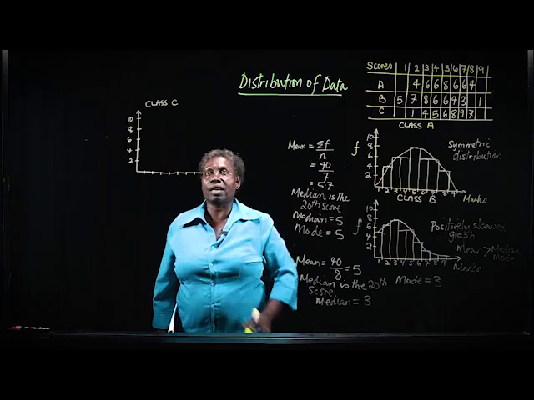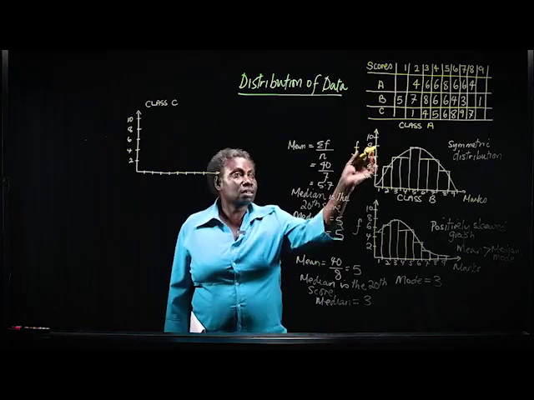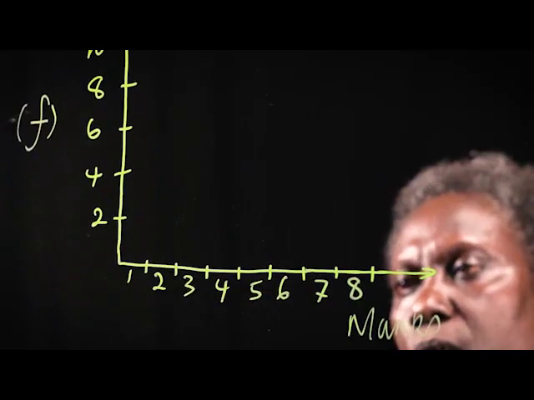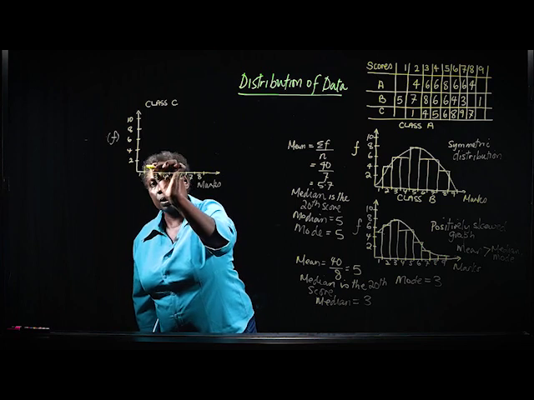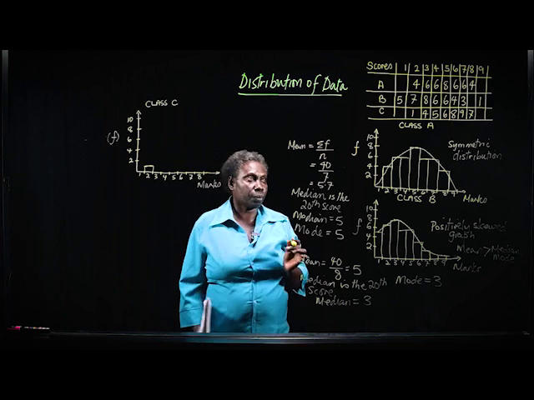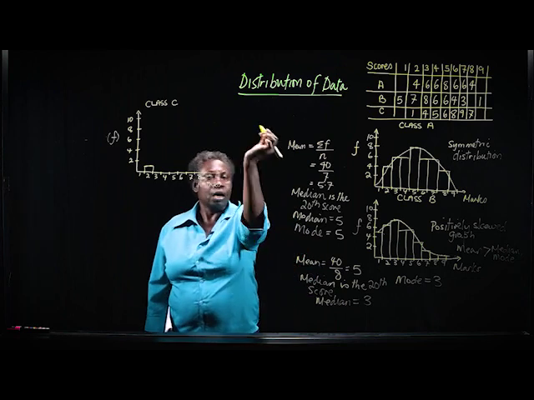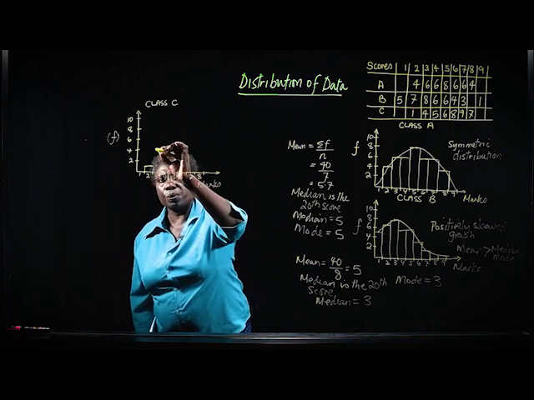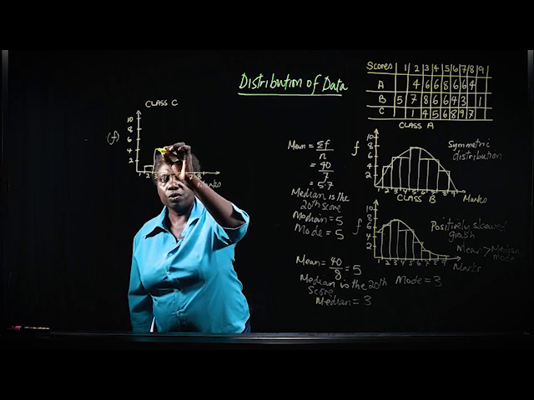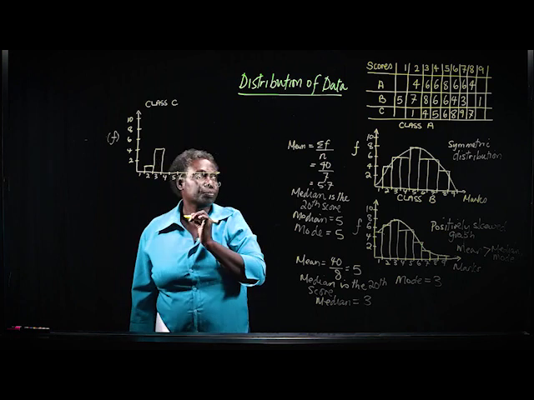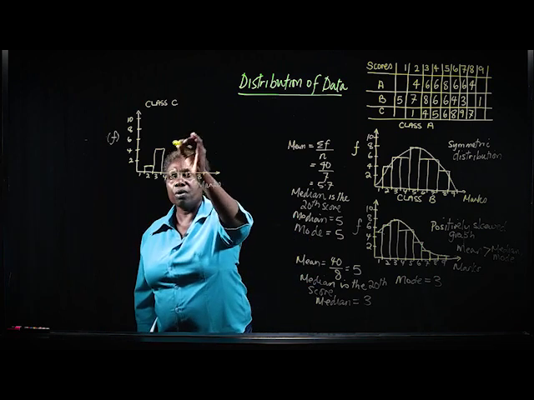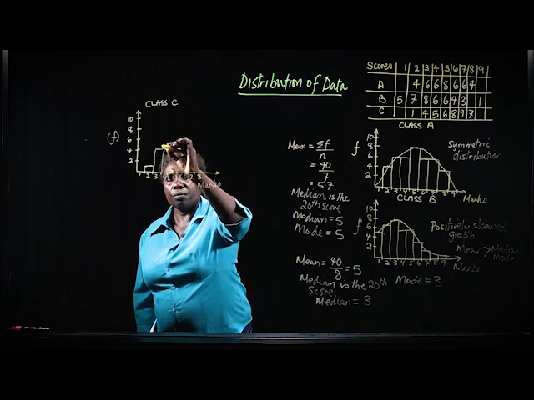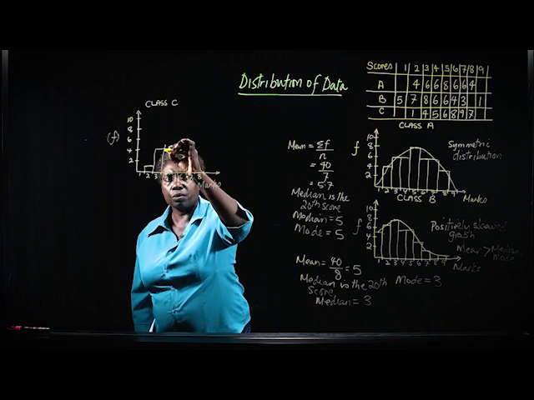Okay, now let's look at the last class, which is class C. For score 2, we have one student who scored 2. And then we have 4 students who scored 3. Okay, 5 students scored 4.